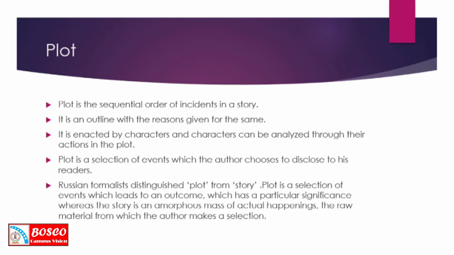For example, Othello, the famous tragedy written by Shakespeare. An outline of Othello would read like: a dark-skinned Moor falls in love with a pretty girl, he kills her. This is the outline of the tragedy Othello. That means Othello, a dark-skinned Moor, falls in love with a pretty girl named Desdemona, and he kills his wife, Desdemona. That is the outline of the story.